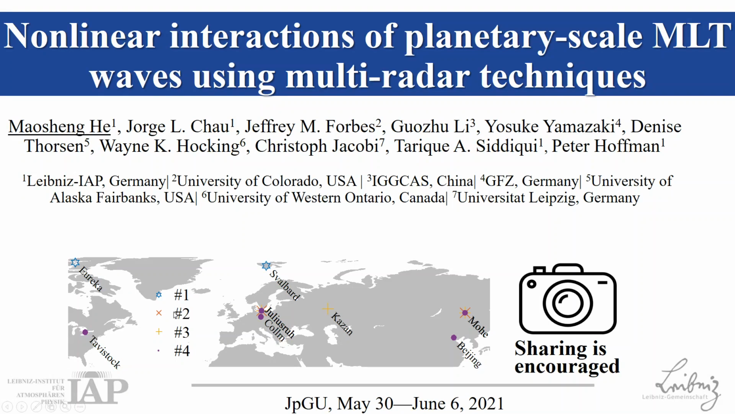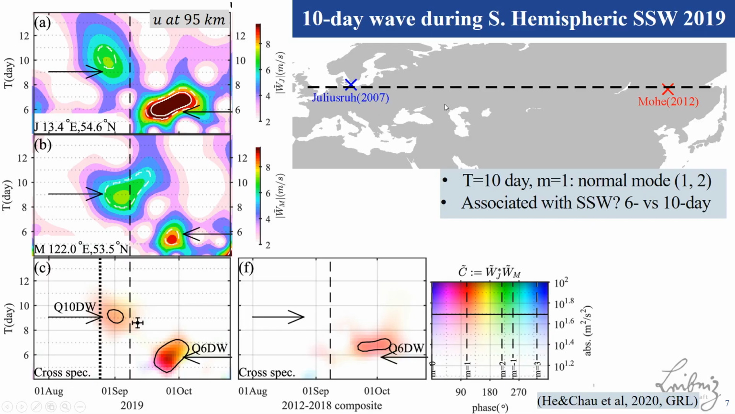This map displays examples of multi-station configurations we have used for diagnosing horizontal wave scales in the MMT region. Let me show you an example using observations from these two stations during the Southern Hemispheric Sudden Stratospheric Warming (SSW) 2019. The first panel is the wavelet of the zonal winds at 95 km altitude over one station, and the second panel is the wavelet for the other station. The third one is their cross product.